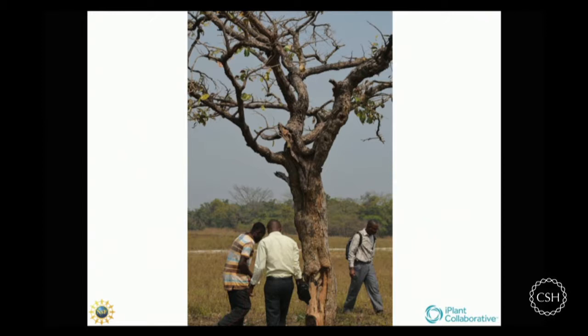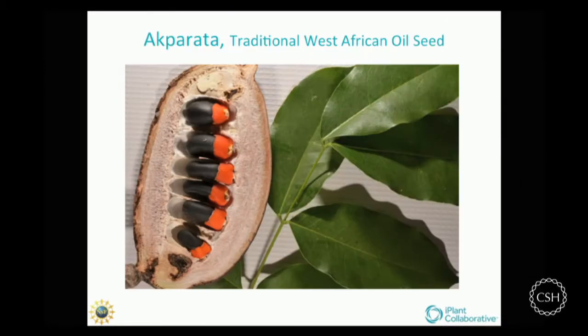One of the samples I'll show you came from this scraggly looking tree, which is actually a sort of wood that's passed off as mahogany. It has these beautiful seed pods, which the sister is holding in her hand. And there it is. This is a traditional African plant that is used both for wood, it's a high quality wood, but also for oil from these beautiful seeds.